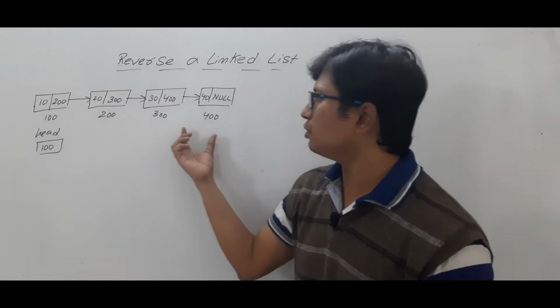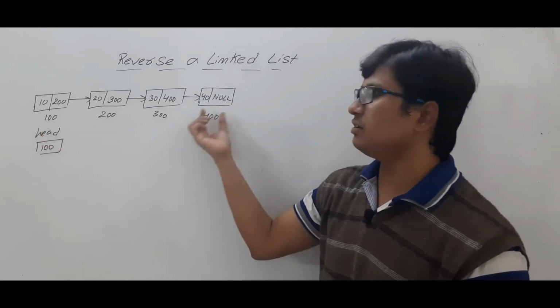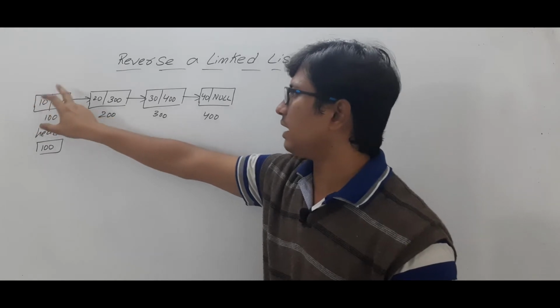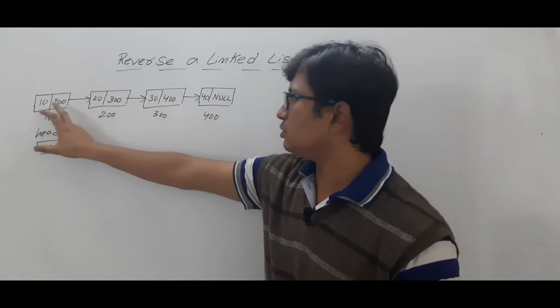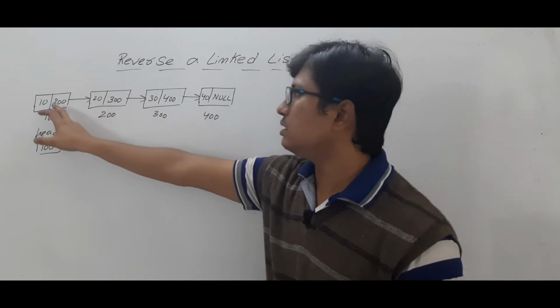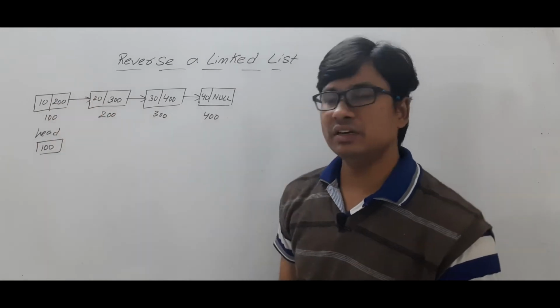We have 4 nodes which are in the address locations such as 100, 200, 300, 400 respectively. And each node will have data and the address of the next node. For this node, the next node is this one. So the address of this next node is 200. That's why we have a pointer which is storing the address of the next node.